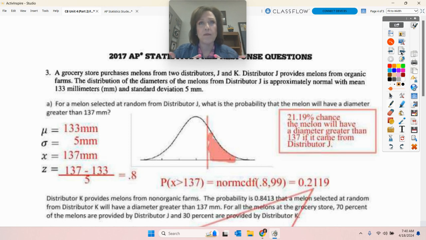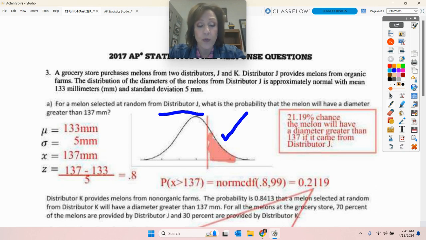And so this grocery store purchased different amounts based on which distributor they came from. So there you can see that's conditional upon which distributor they came from. All right. So first, they gave you a normal model with a mean of 133 and a standard deviation of 5, and they wanted to know if it came from distributor J, then what proportion? So what is the probability of getting one from distributor J that was 137 or more?